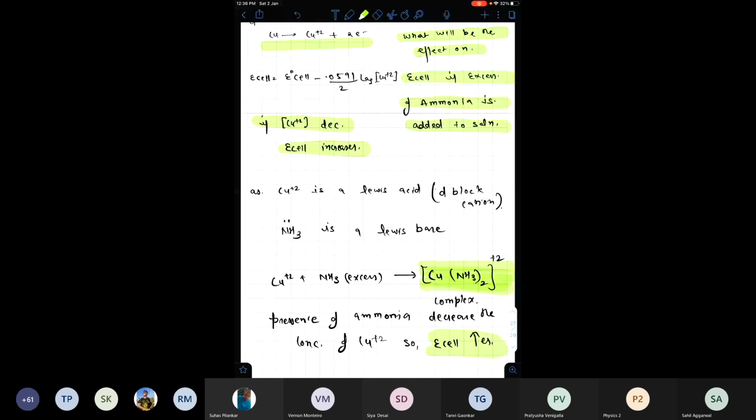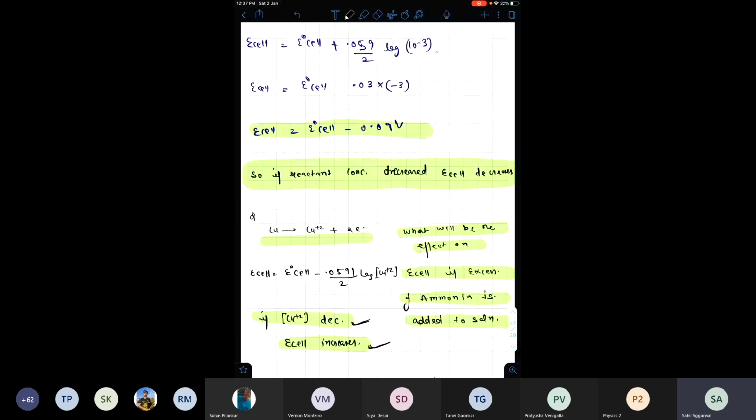Any doubt? Komal, I have explained it before only. If Cu2 plus concentration decreases, E cell value will increase. You want to do numerical of this? Just wait a second. All of you understood this? So for reactant, the E cell increases.